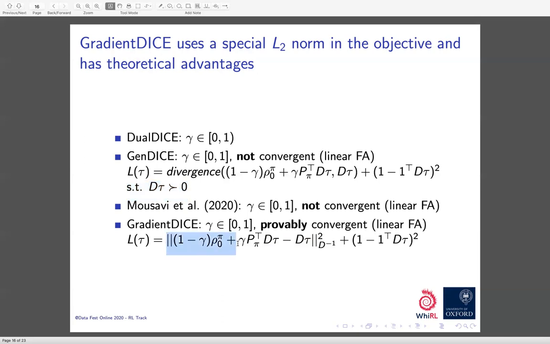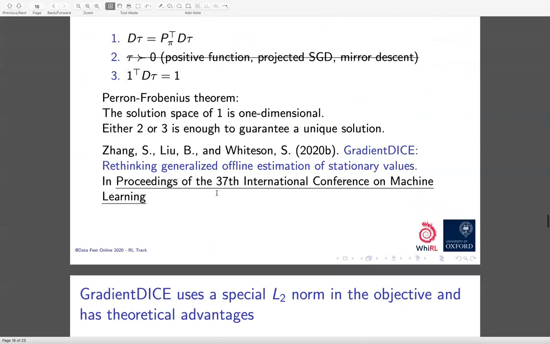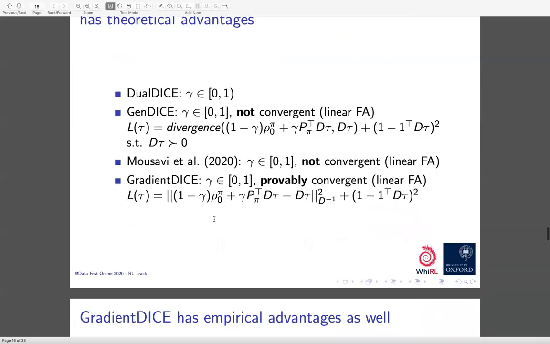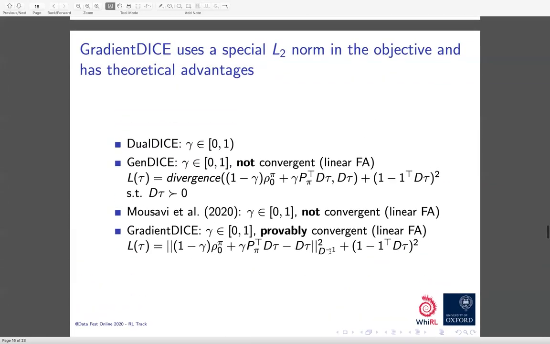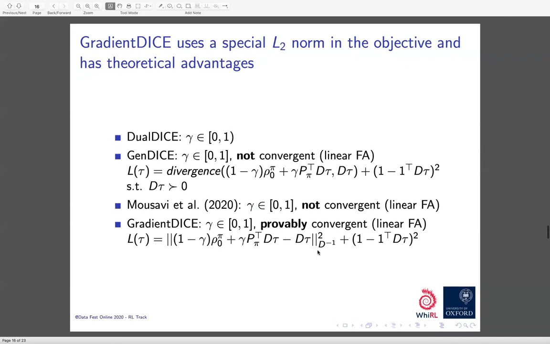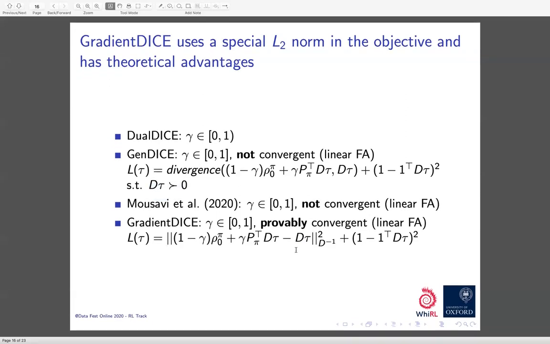Another interesting thing to notice is that we don't use divergence as GenDICE and Mosaic et al. did. We use a special L2 norm, which makes sure that we can get samples from the distribution we want. I won't talk about the details of this special L2 norm, but you can check the paper to see why we have to use this special L2 norm instead of the divergence.